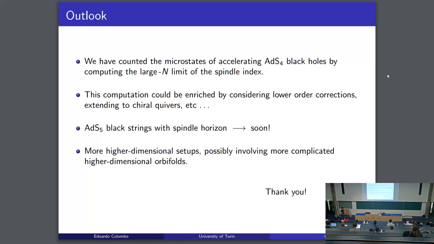There we could enrich the 3D computation, maybe considering lower corrections, extending to a broader class of quivers, if possible, because it's not known how to. Of course, I mentioned the AdS5 black strings, but there are possible other setups, maybe involving even different orbifolds than the spindle. So thank you, and I'm done.